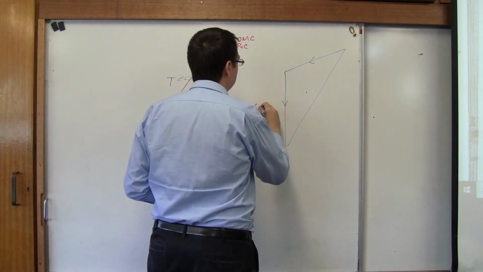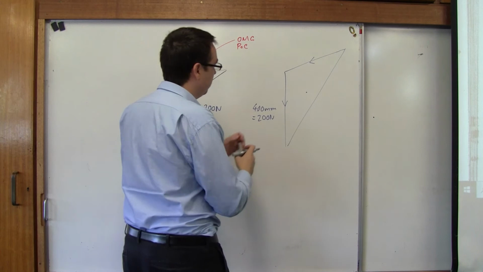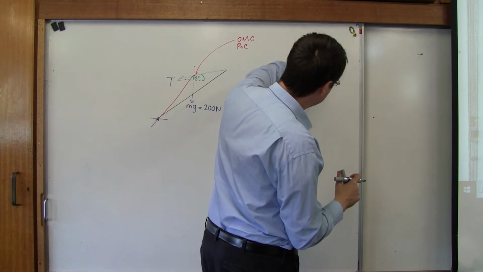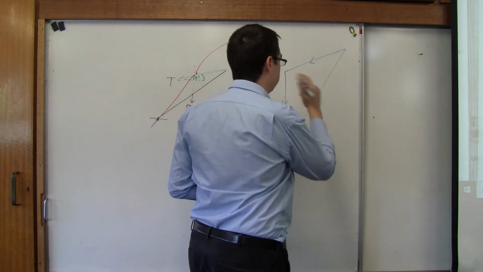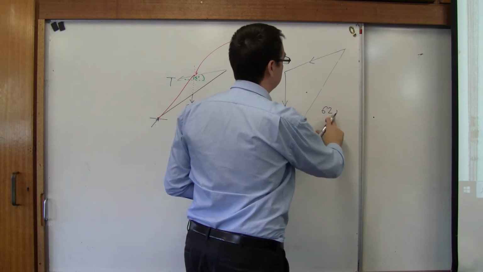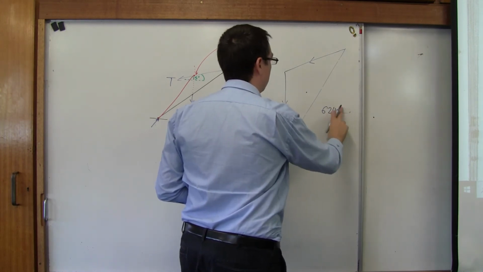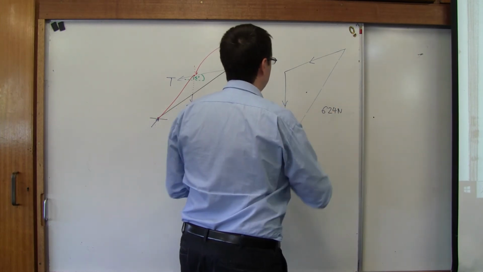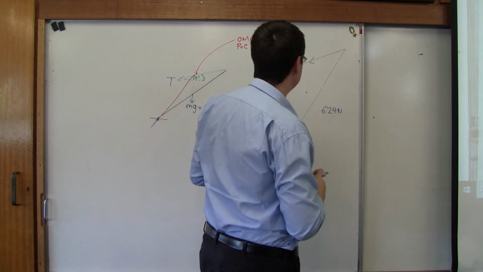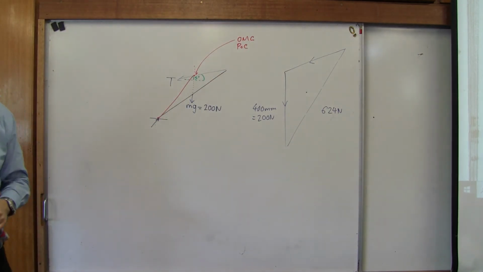Okay, this is 400 millimeters equals 200 newtons. Therefore, if I say that's 400 millimeters equals 200 newtons, it's going to be like 620 or something like that. 640. And this one is going to be pretty close to equal, I think. Right? Now, I haven't used my protractor, which I claim to have owned several times.